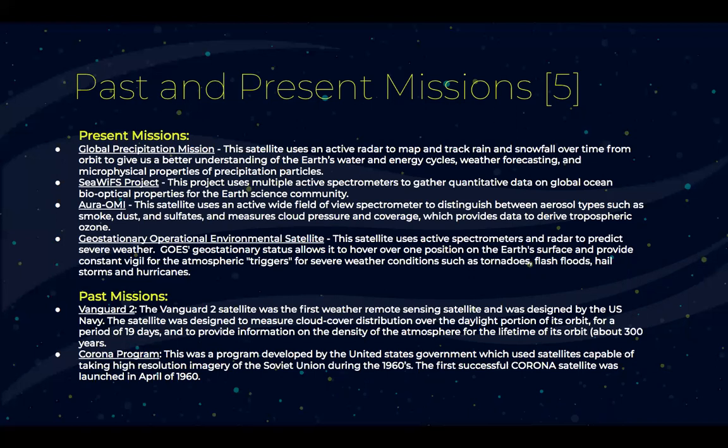Some examples of current remote sensing missions are the Global Precipitation Mission, which uses an active radar to map and track rain and snowfall over time from orbit to give us a better understanding of Earth's water and energy cycles, weather forecasting, and properties of precipitation.